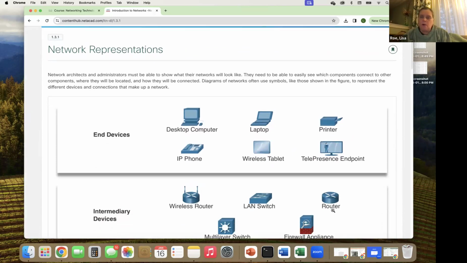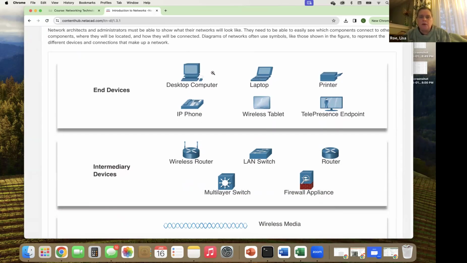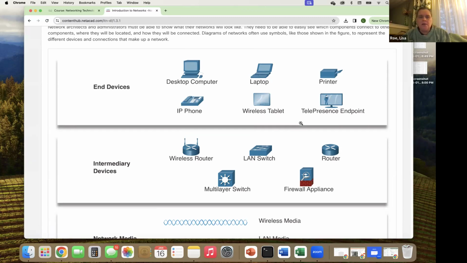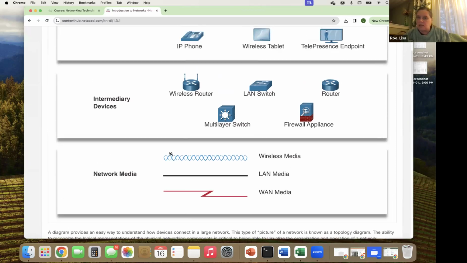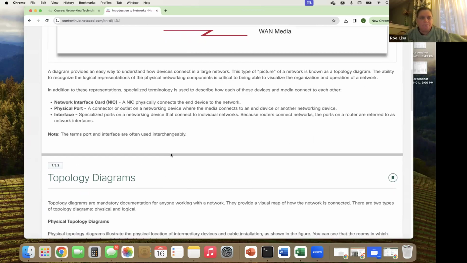Okay, again, we talk about network representations, and we're going to address this in the Packet Tracer that I walk you through. But when we use Packet Tracer and in different things like Visio, or certain kinds of design software that help you put networks together, these devices have common representations. So this is just some examples, right, of what they are. So here's an example of a wireless signal, and this is a LAN media or a cable, and this is wide area network media. This is a different kind of cable. We will address these as we approach them, but for right now, they're just introducing that to you.